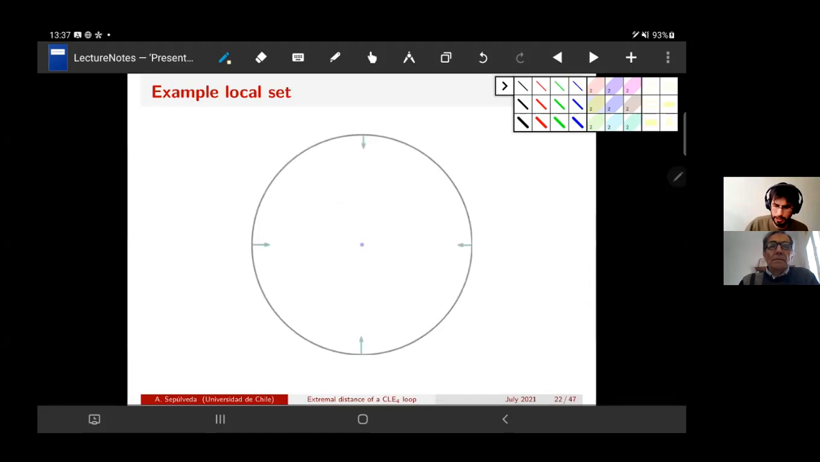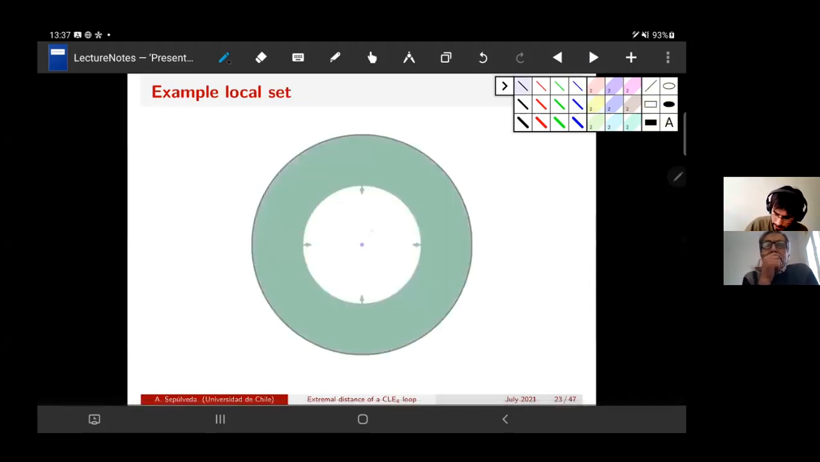So let me give you a quick example of a local set so we can fix ideas. Imagine that I have these annuli, so my set is the green path, and this inner radius is 2 to the minus n, and let's say that the outer radius is 1. Here I have countably many of these sets. So for each one of them, I do have a weak Markov property.